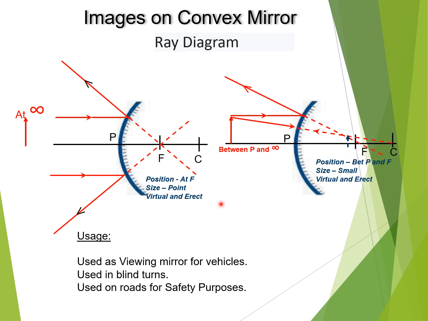Right? So the usage of convex mirror, there are few usage mentioned here. One of course is the viewing mirror of the vehicle. The side mirror of the cars or scooters are all having convex mirror. Then we use it in the blind turns, and for safety purposes we are using it. Wherever we have to make a smaller image, then we need to use the convex mirror. So in convex mirror we are making only the smaller images.